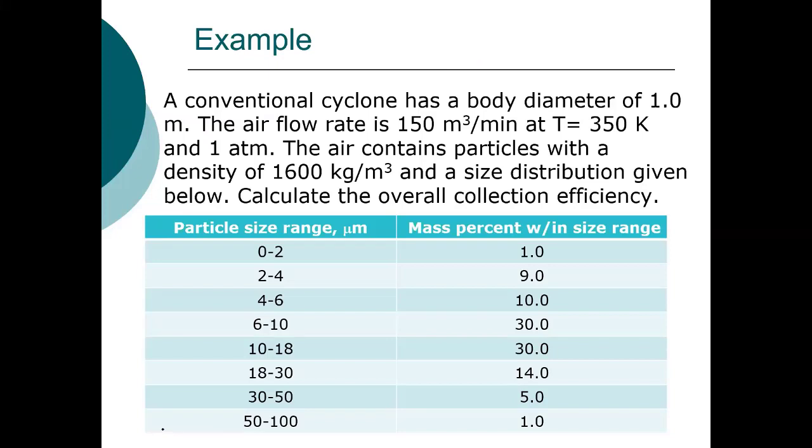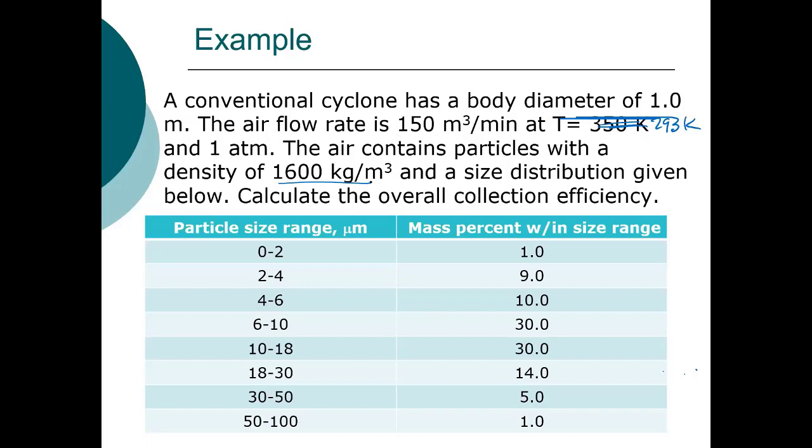It's a more complicated example, and I thought I changed this. So we've got a conventional cyclone. It has a body diameter of 1 meter, airflow rate of 150 cubic meters per minute, temperature is 293 Kelvin, and 1 atmosphere. We have particles that have a density of 1,600 kilograms per meter cubed, and we have a size distribution that's shown below.